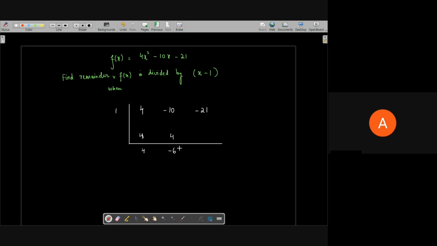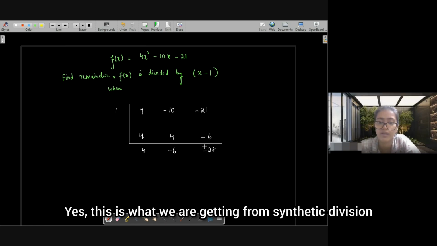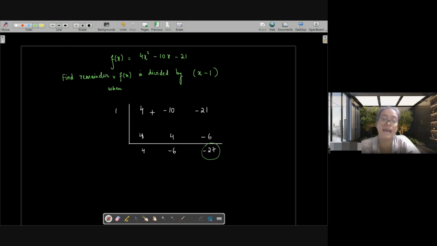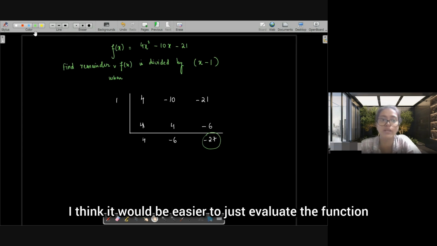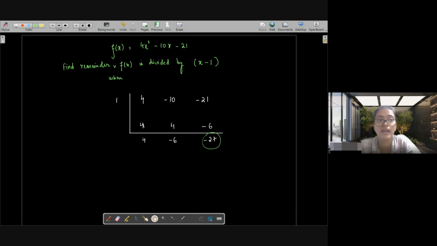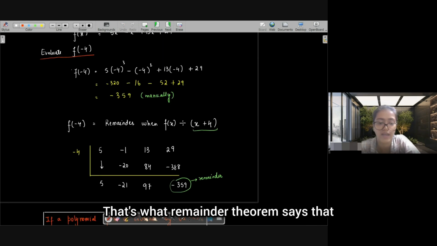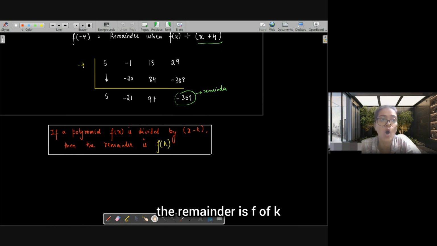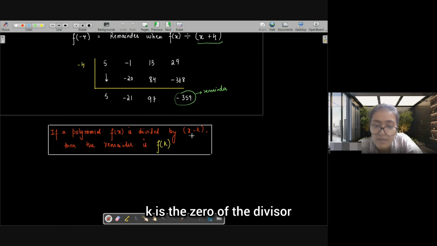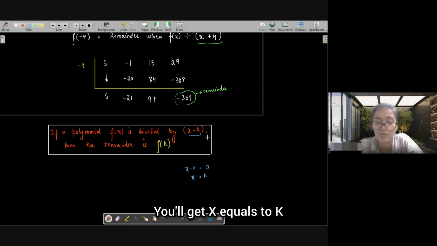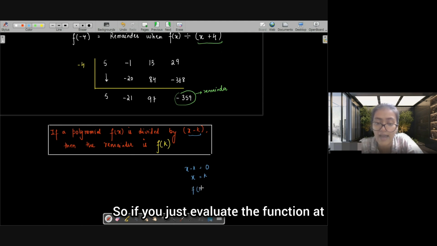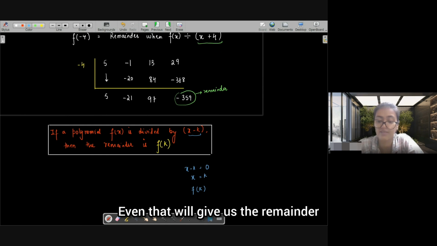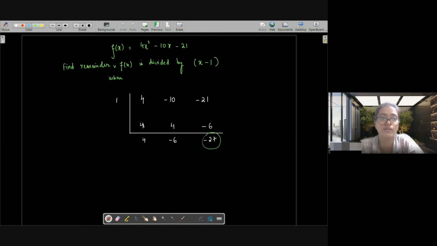Okay, so the remainder is negative 27. This is what we are getting from synthetic division. But in this case, I think it would be easier to just evaluate the function at x equals 1. That's what the remainder theorem says, that the remainder is f of k. What is k? k is the zero of the divisor. If you put x minus k equals 0 and solve for x, you'll get x equals k. So if you just evaluate the function at k, that will give us the remainder. So here, that would be easier.